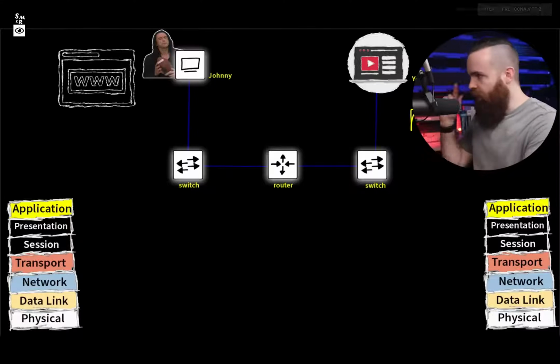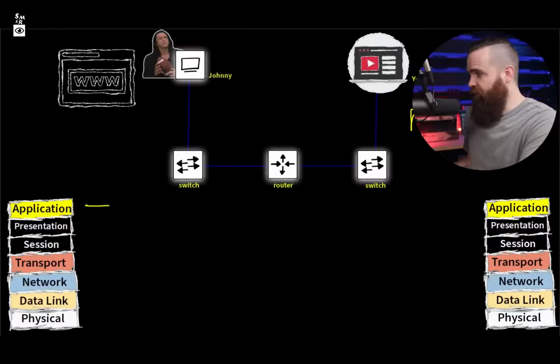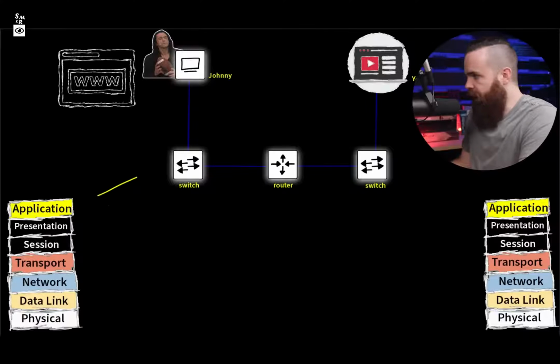So we're going to pop the hood a bit and see what happens when Johnny's web browser tries to access YouTube and how the application, presentation, session, and transport layers are involved. You might need some coffee for this. Take Johnny's advice. Let's take a look at the application layer first.